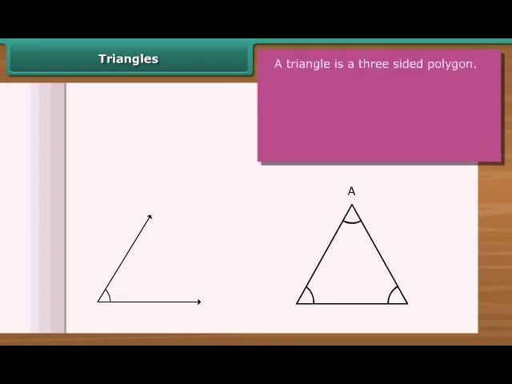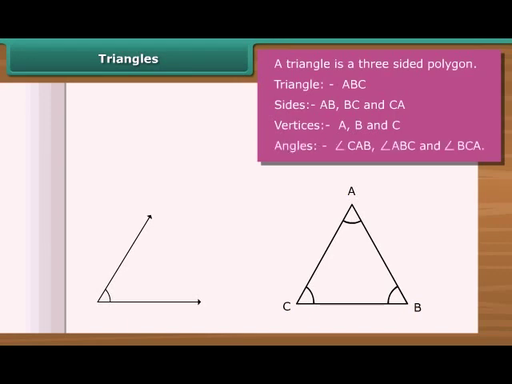A triangle has three sides, three vertices, and three angles. In the given figure, ABC is a triangle. AB, BC, and CA are three sides. A, B, and C are three vertices. Three angles are angles CAB, ABC and BCA.